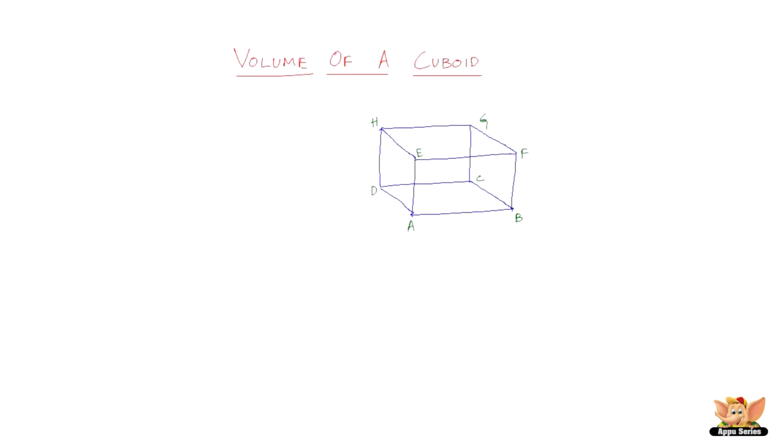In this video, let us learn about volume of a cuboid. Now, before we go into the volume of a cuboid, let us take this cuboid here, which is denoted by letters A, B, C, D, E, F, G, H. Now, this horizontal line is the length, this is the breadth, and this is the height.